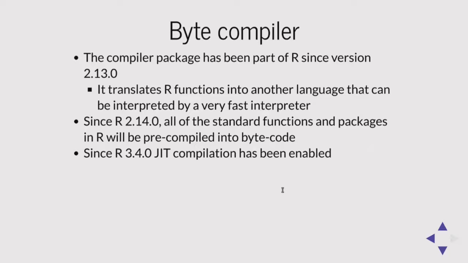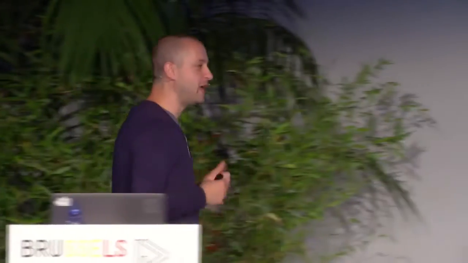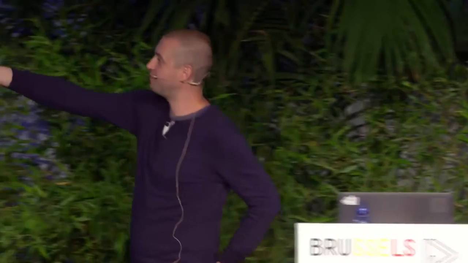You know, that's the best way of describing it. It translates R functions into another language that can be interpreted faster. Right? It just does magic under the hood. So I just like to think of this as a magic thing. And essentially what happens, since 2014, so again, sort of 5 years ago, all the standard functions and packages in R will be precompiled. So that's base, the core recommended packages and recommended packages that come with R have been compiled.